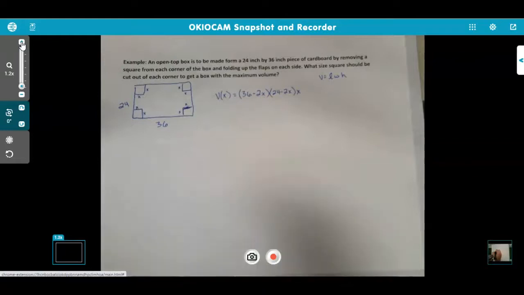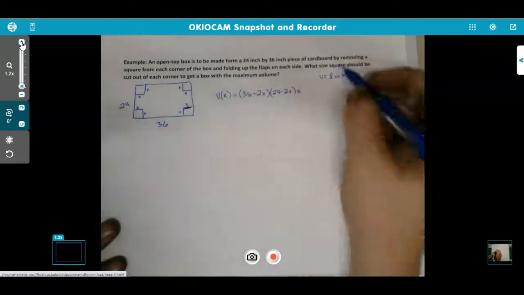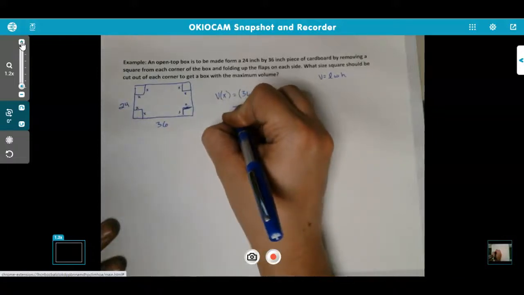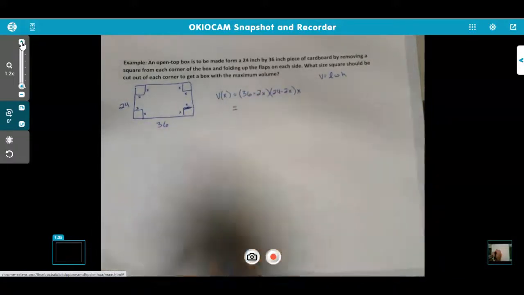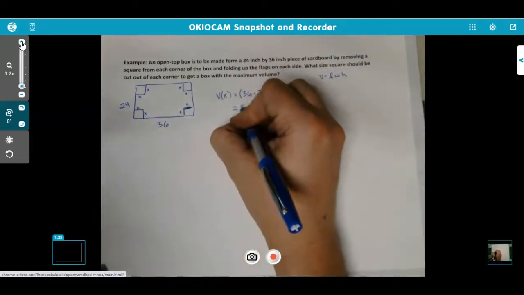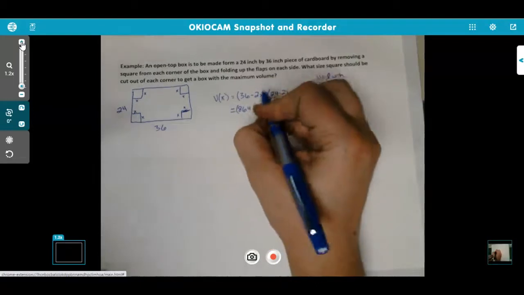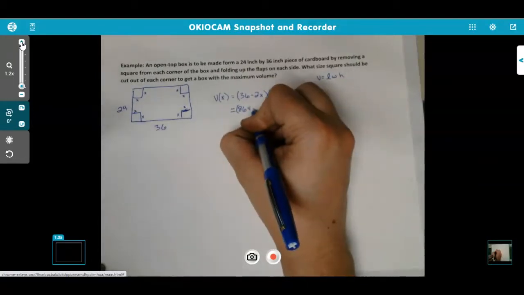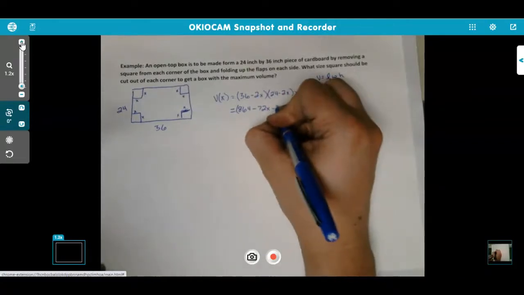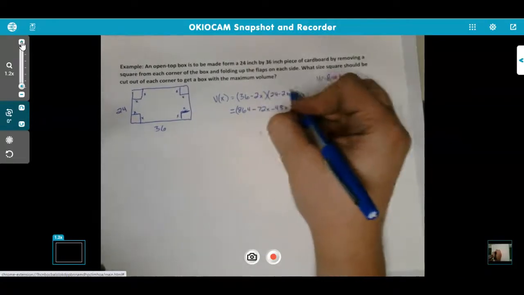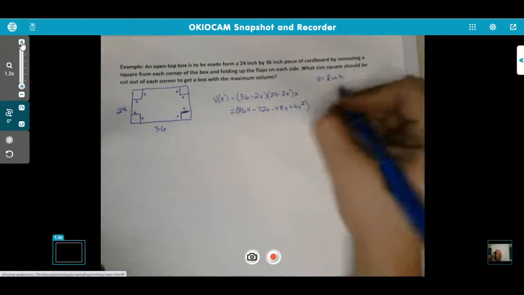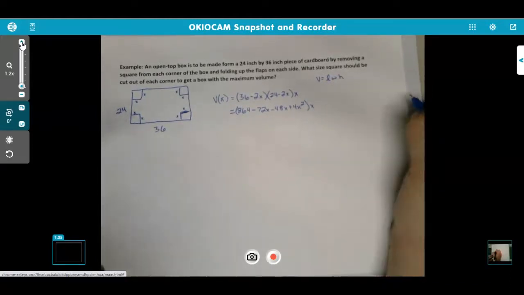So let's distribute this to simplify it. Let's do 36 minus 2x times 24 minus 2x. 36 times 24 is 864. 36 times negative 2x is negative 72x. Negative 2x times 24 is negative 48x. Negative 2x times negative 2x is positive 4x squared. And I'm going to have all of that times this x out here.